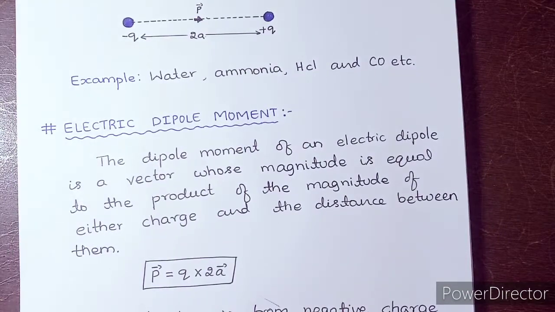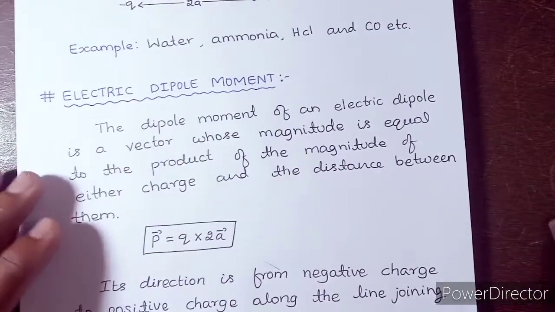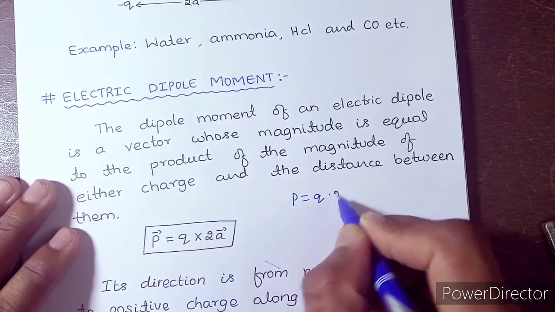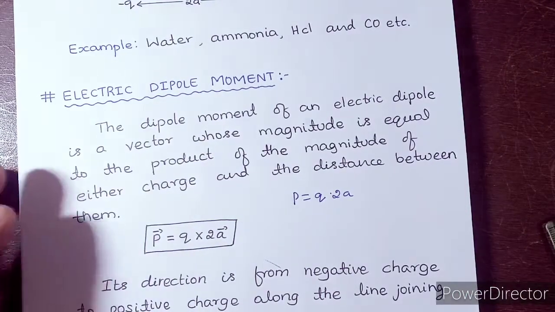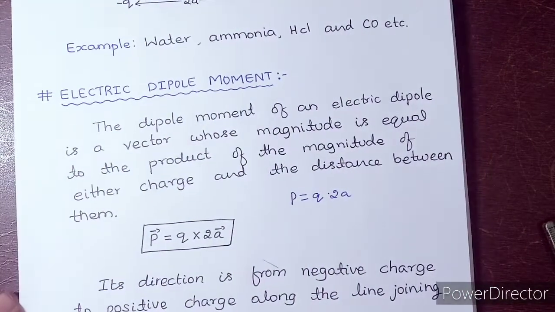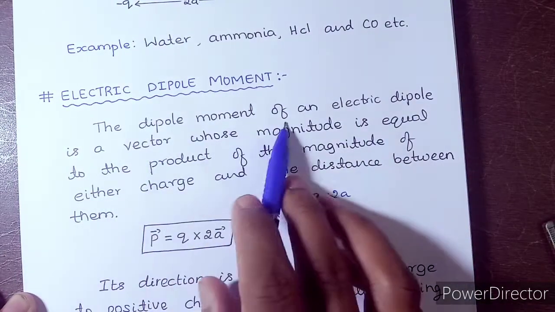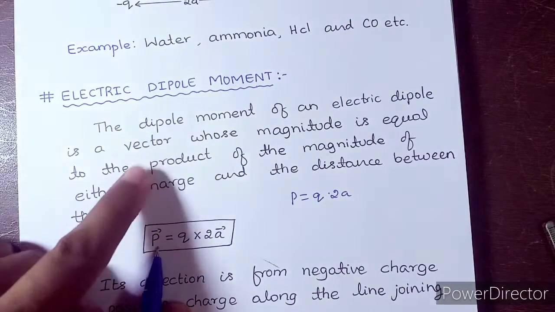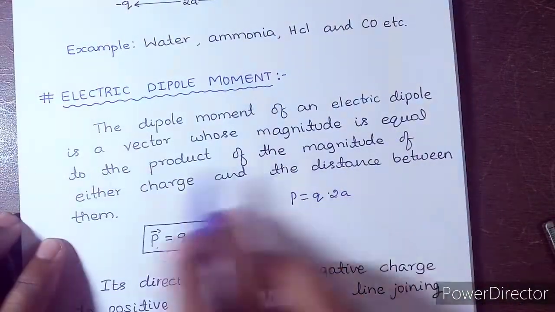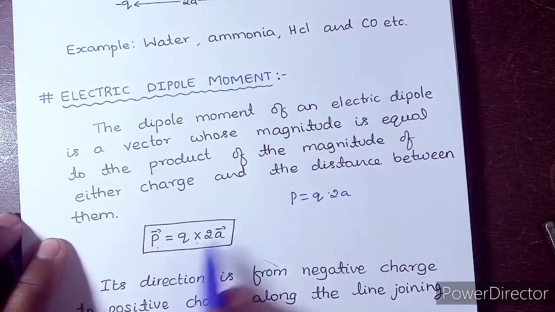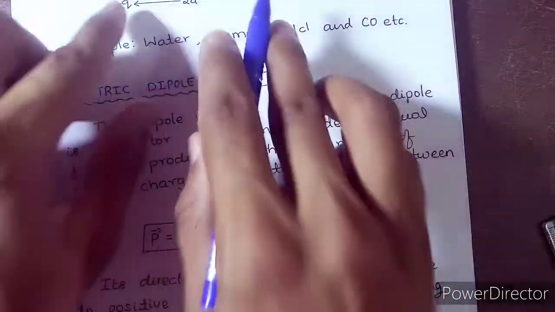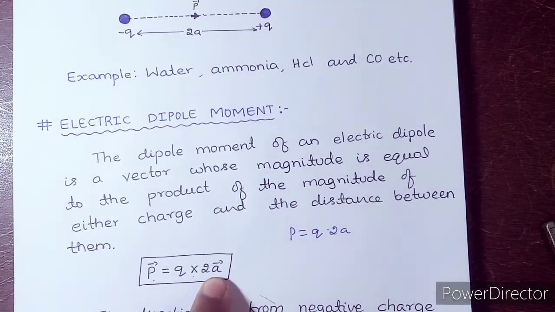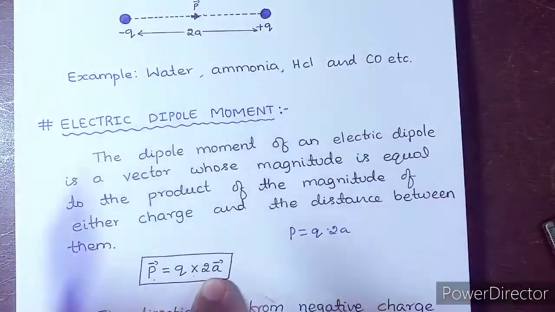What is this? See, magnitude of electric dipole moment can be written like this: P is equal to Q into 2a. Simple. And it is defined as the dipole moment of an electric dipole is a vector whose magnitude is equal to the product of magnitude of either charge, any one of the charge you have to consider, and the distance between them. The distance between them is 2a.